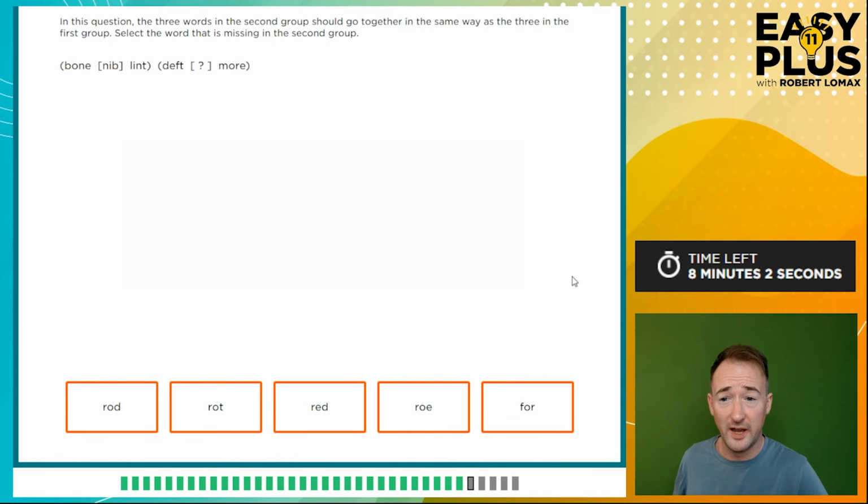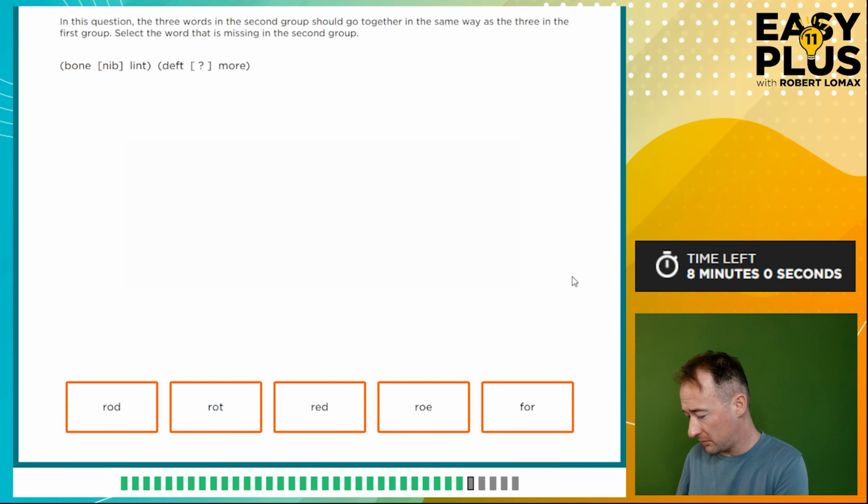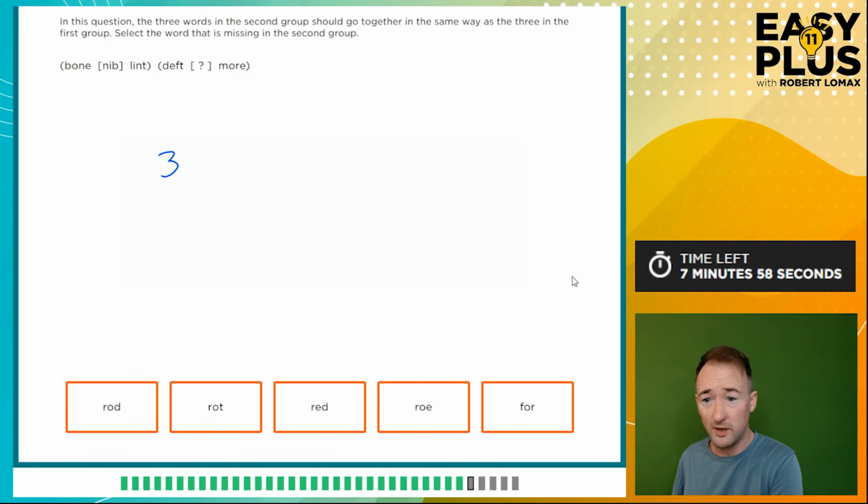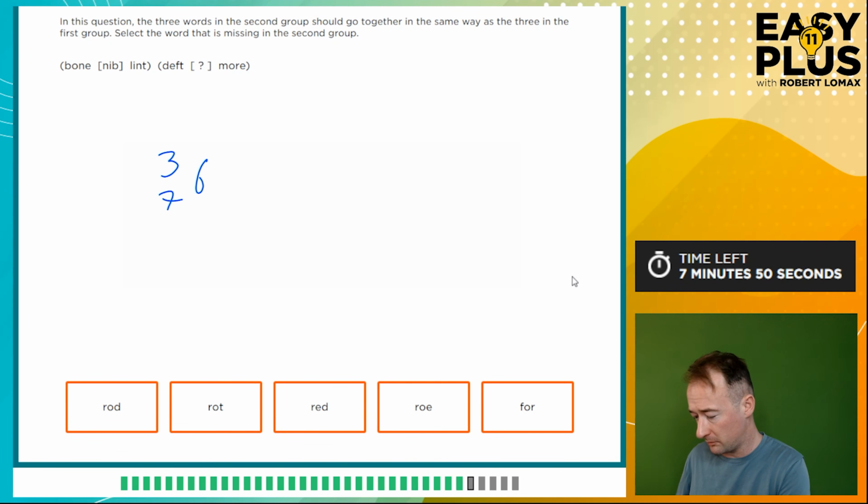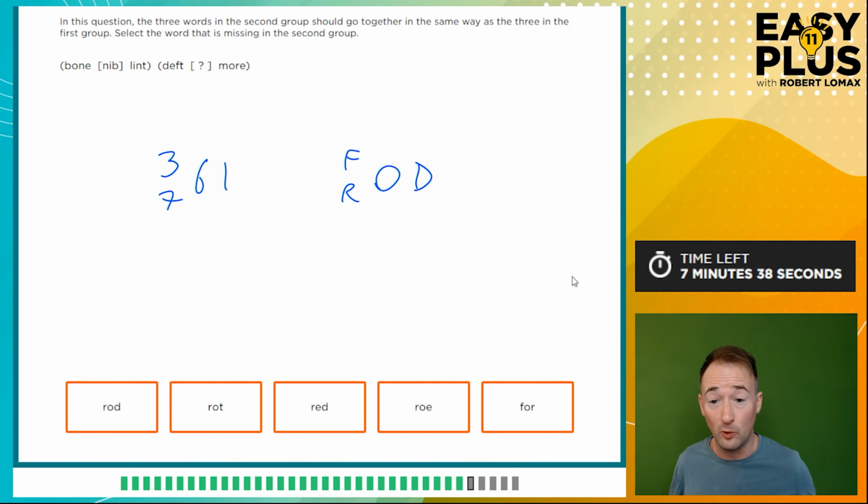Once again, we've got 8 places here. N comes from place 3 or place 7. I comes from place 6. And B comes from place 1. Looking at the second set of words, place 3 is F, place 7 is R, place 6 is O, and place 1 is D. So it's FOD or rod. There we are.